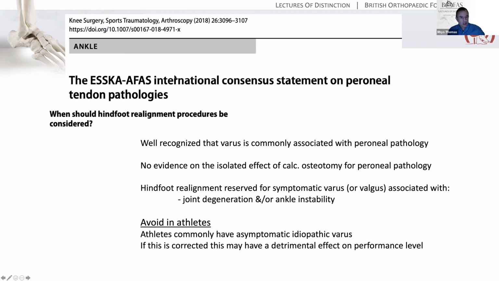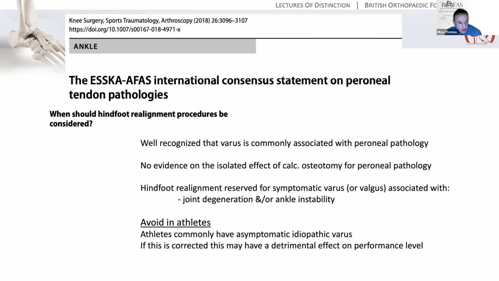Well, interestingly, and this group particularly was concerned with athletic treatment, they noted that it's well recognized that varus is associated with peroneal pathology, which we know. They've said that there's no evidence that the isolated effect of a calcaneal osteotomy can improve peroneal tendon pathology. They suggested that hindfoot realignment should be reserved for those patients with symptomatic varus or even valgus with subfibular impingement that's associated with joint degeneration and/or significant ankle instabilities.